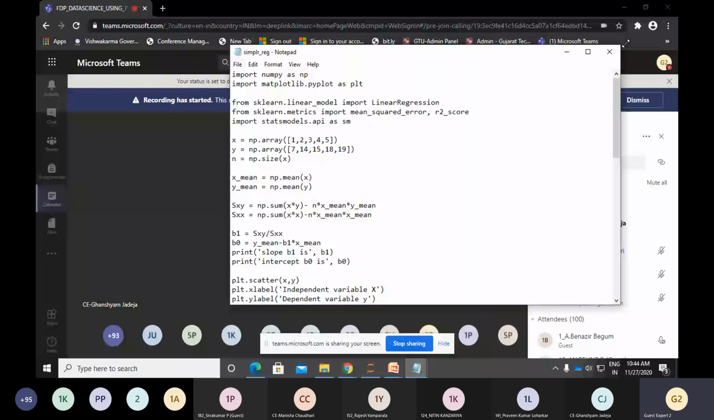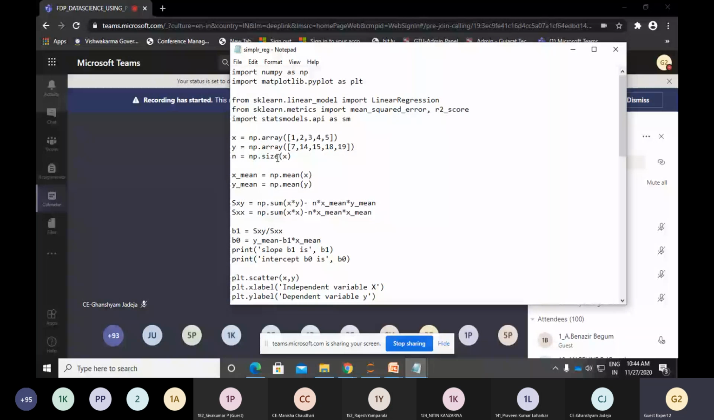Here in Python, we have created arrays x and y in which the value of x is 1, 2, 3, 4, 5. That is what values we have used in our example. The values of y are 14, 15, 18 and 19. Here instead of m, I have used the variable name n. So n is the size.